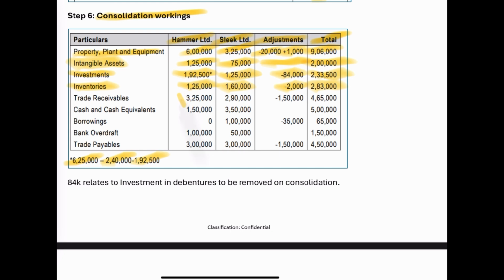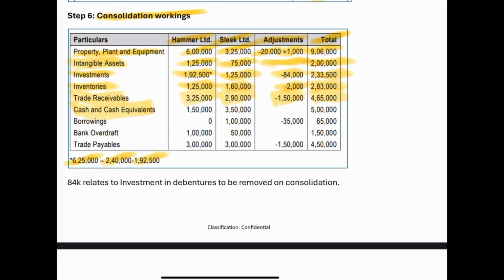Then trade receivables, you have 325,000 and 290,000 respectively. As I told you, the H Limited receivable includes 200,000 relating to Sleek Limited, but out of 250,000 has been discounted. If it is discounted, then you should not do the elimination. So only the remaining has to be eliminated, and the remaining comes to 150,000. So the total receivables at consolidated level will be 465,000.